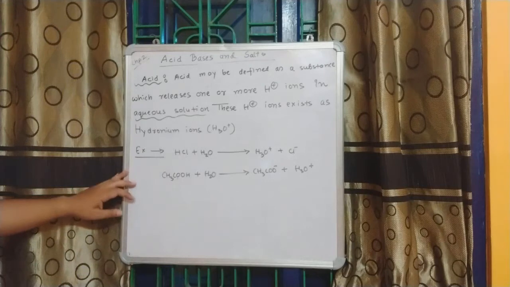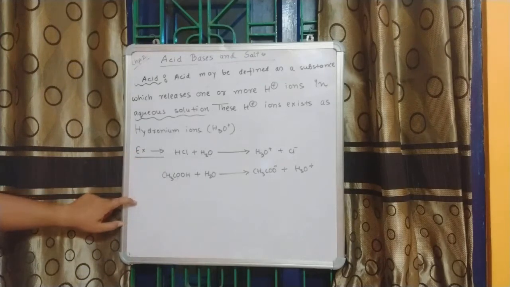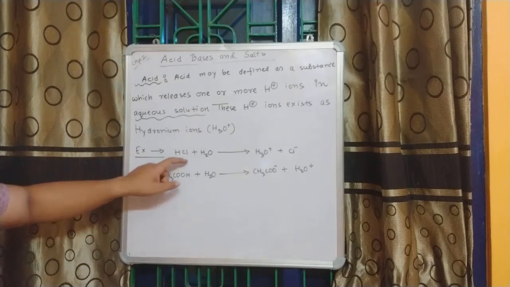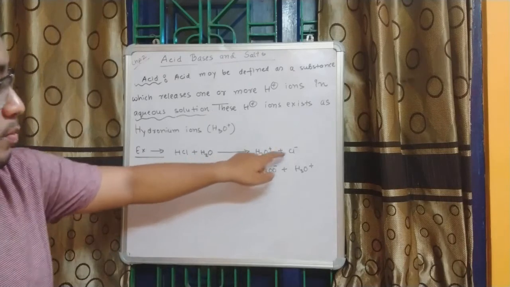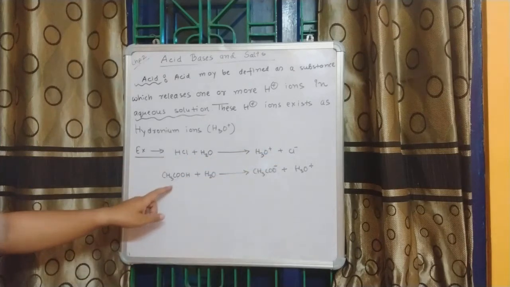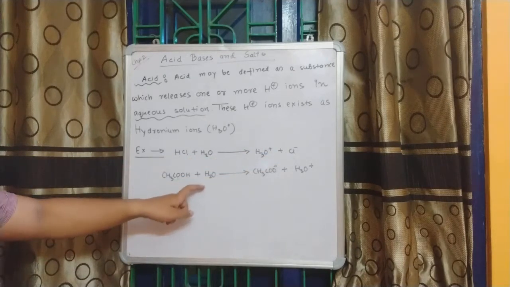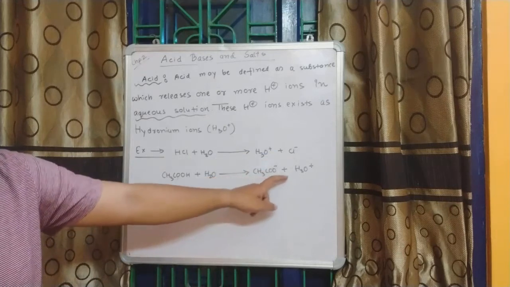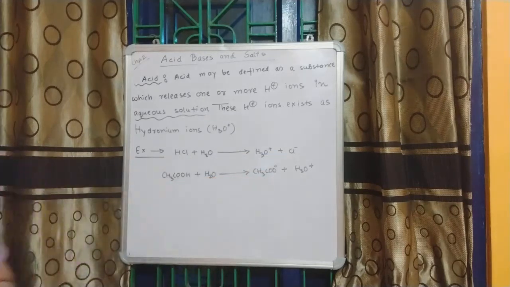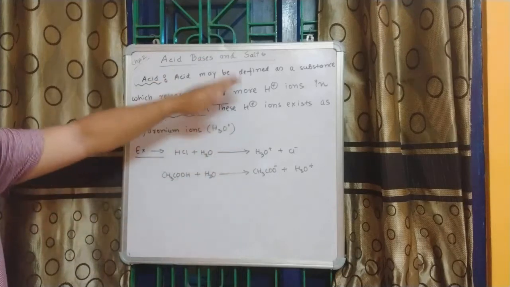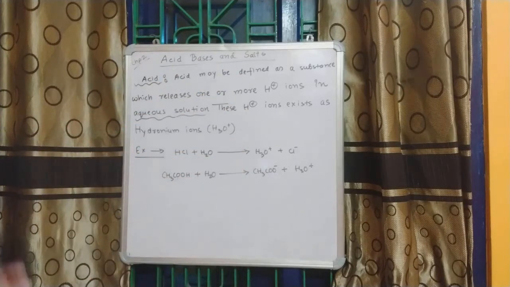Then I have also given two examples. Example number 1 is HCl plus H2O gives H3O plus Cl minus, and here CH3COOH plus H2O gives you CH3COO minus plus H3O positive. So you write down this entire definition. You can pause it or take a screenshot of it and then write it down.